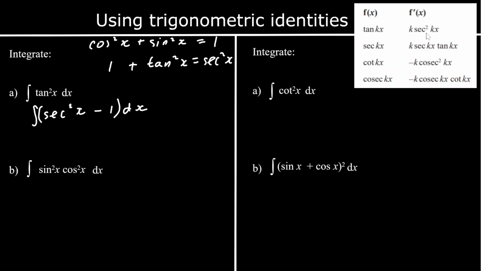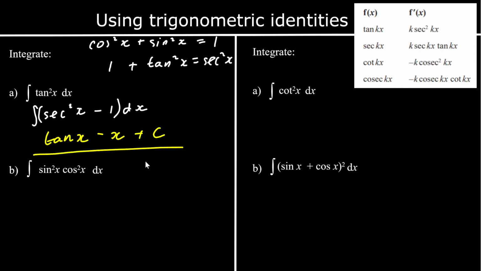Sec squared x integrates to give tan x. So we're going to integrate it. We get tan x minus x and plus c on the end.